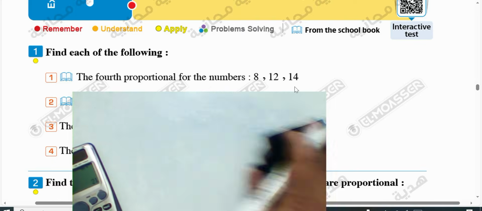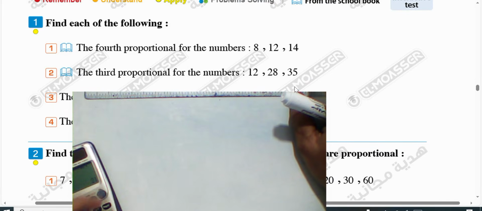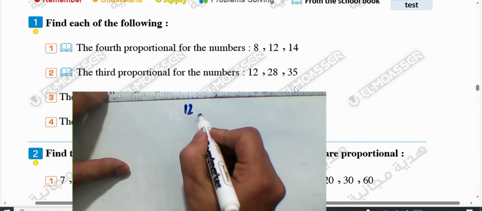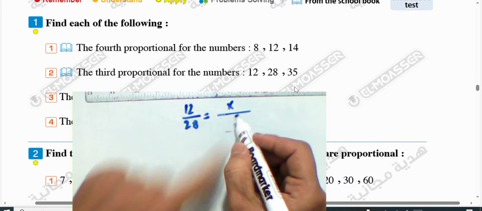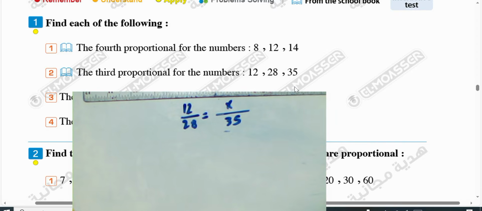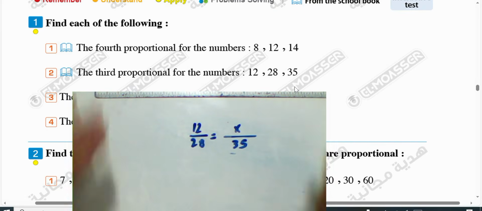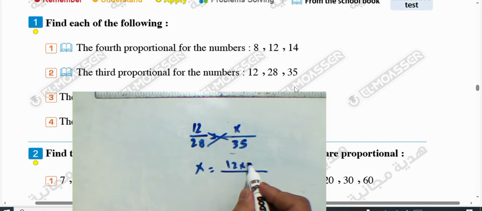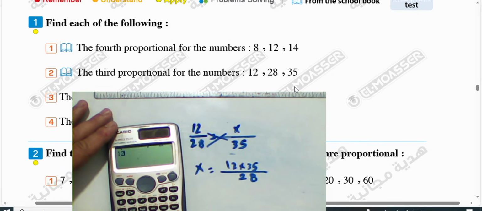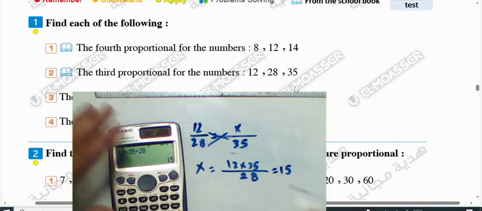Number 2. The third proportion of the numbers is, he asks about the third. Okay, 12 over 28 equal, we have first, second, third, over the fourth, 35. Now we can multiply to find the value of x. Like this, x will be equal 12 times 35 over 28. You can use a calculator to find the answer. 12 times 35 divided by 28, then the value of x will be 15.